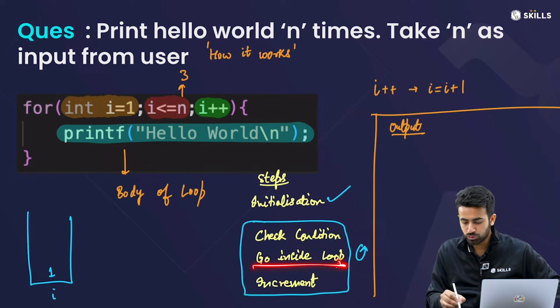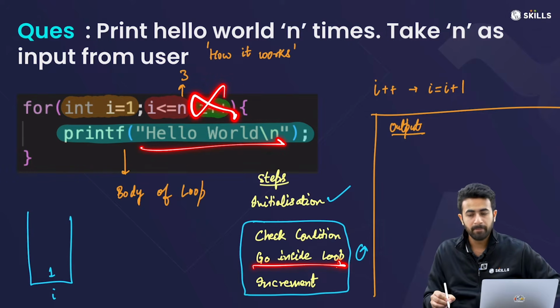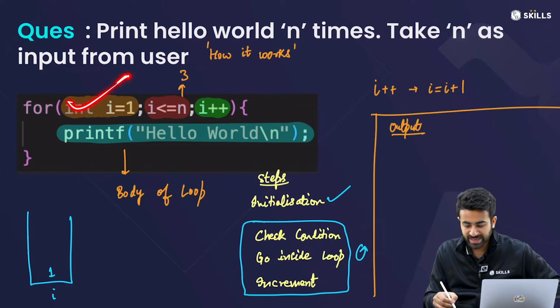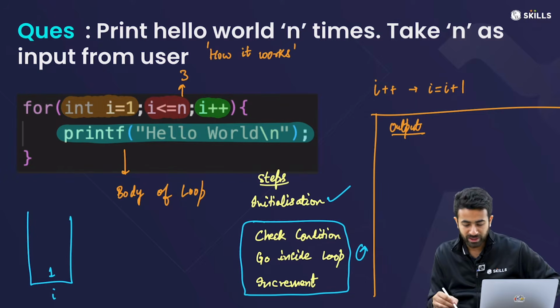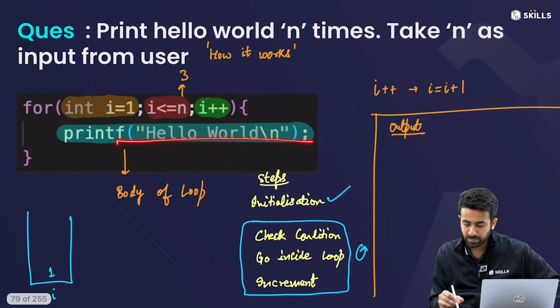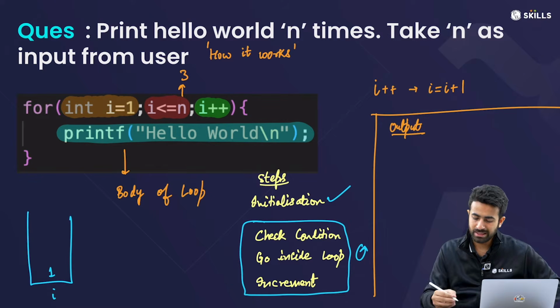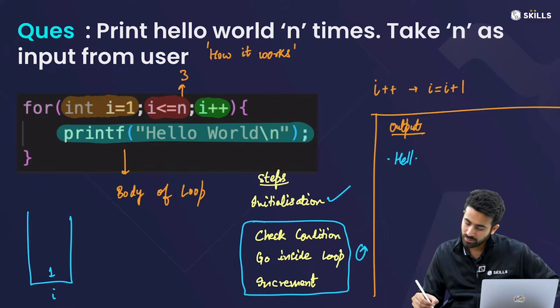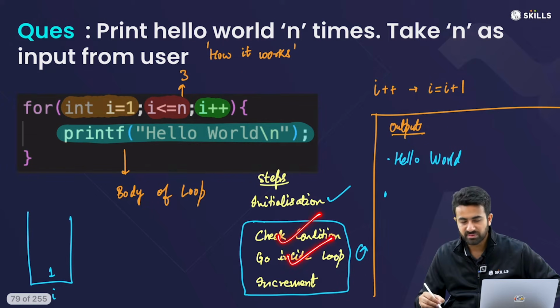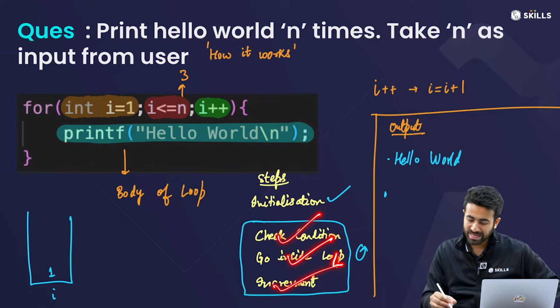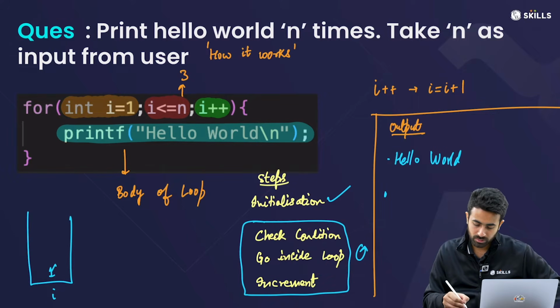Okay. Go inside the loop. So I go inside here, not here. This is done. Then 1, 2, 3. These are the steps. So I did this, checked, true. I went inside printf. It says print hello world and give a next line as well. Perfect. Then this is done. Increment is happening. So i plus plus means i is equal to i plus 1. It becomes 2.